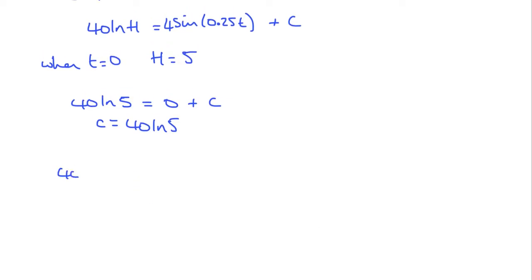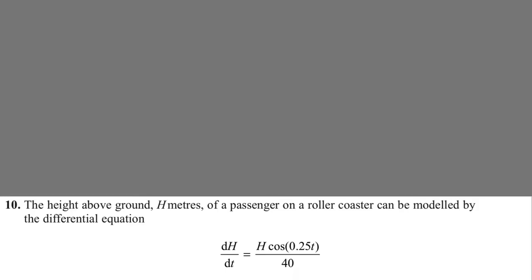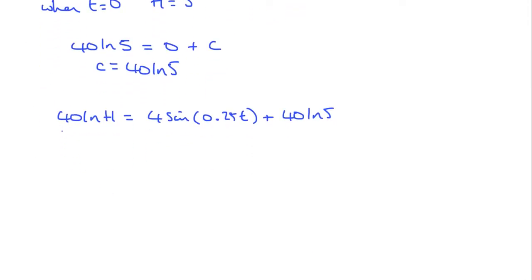So we can now write down that 40 ln h is equal to 4 sine 0.25t plus 40 ln 5. We are going to need to divide by 40 to get this h on its own. So in hindsight, it wasn't actually easier to bring the 40 up in this case, but usually it is. So dividing by 40, I'm going to have a tenth here. So a tenth, or 0.1 sine 0.25t plus ln 5.